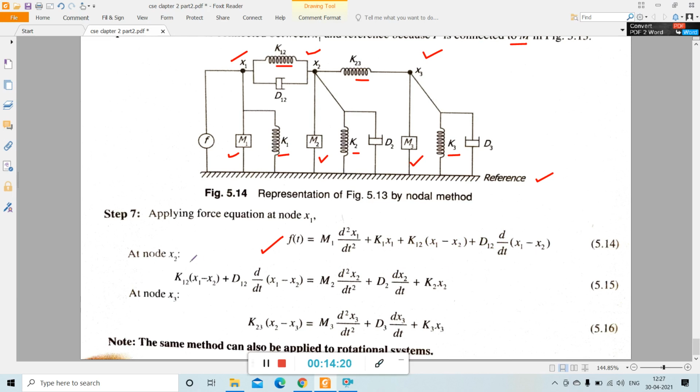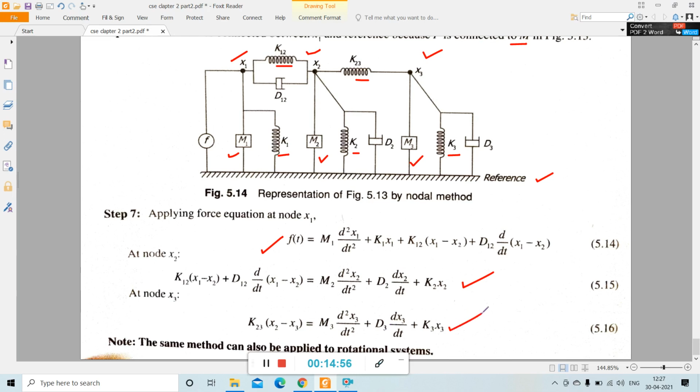Similarly, at node x2, K12 (x1 minus x2) plus D12 times the derivative of (x1 minus x2) is equal to M2 d square x2 by dt square plus K2 x2 plus D2 dx2 by dt. This is another force equation. This is at node x3: K23 into (x2 minus x3) is equal to M3 d square x3 by dt square plus D3 dx3 by dt plus K3 x3. So this is the force equation at node x3.